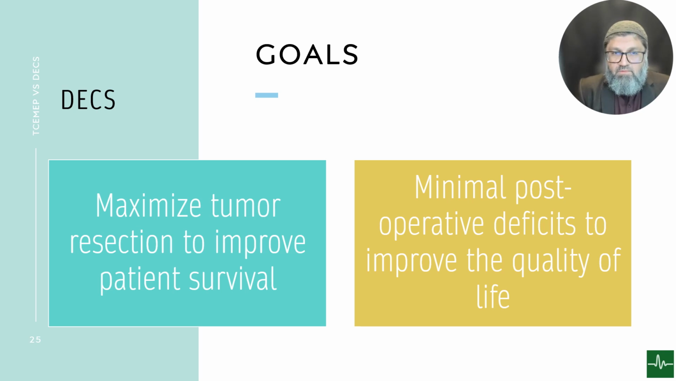The purpose of doing direct electrical cortical stimulation is to maximize tumor resection to improve patient survival. If the tumor is malignant and the chance of survival is low, then you want to do maximum tumor resection so the patient's chance of survival is improved. We want to use that, with minimal post-operative deficit while we are stimulating. The more resection you do, the more the chance of damaging normal tissue.